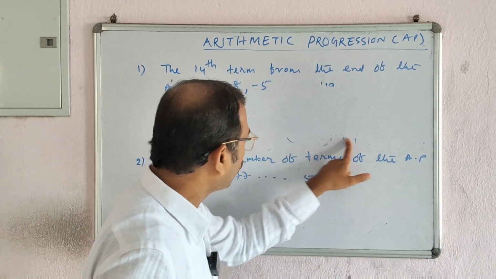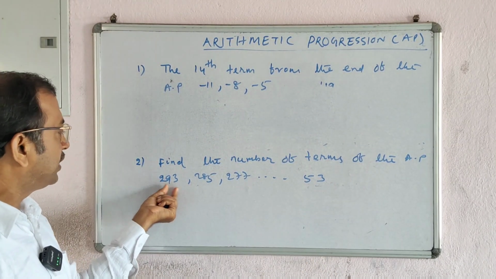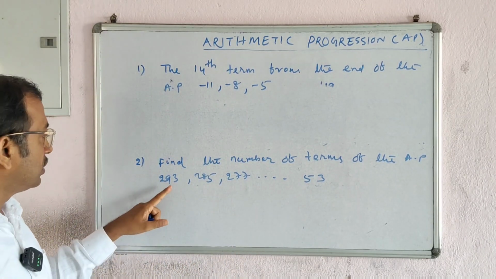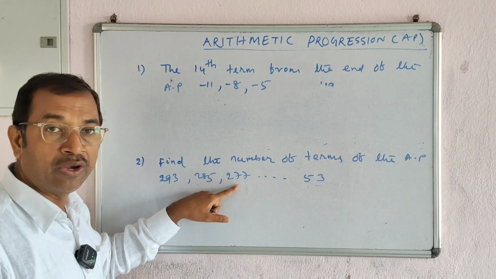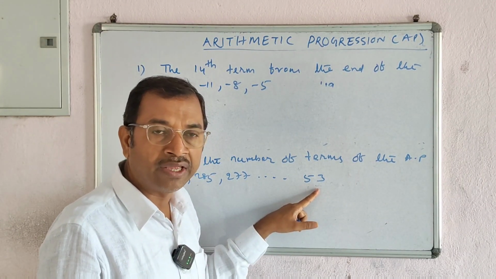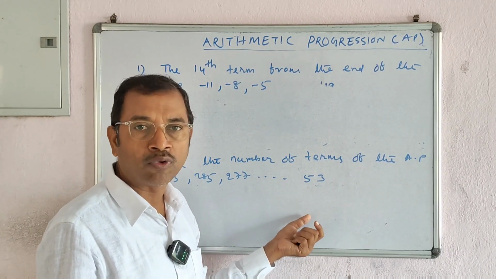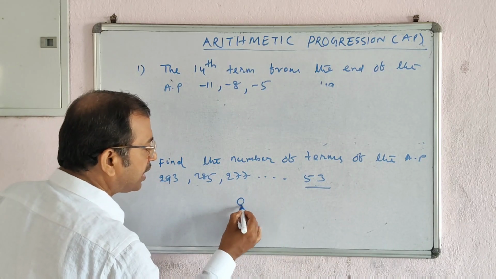सो सेकेंड नंबर, फाइंड द नंबर ऑफ टर्म्स ऑफ दिस AP, given 293, 285, 277, 53. जैसे ये फर्स्ट टर्म का वैल्यू, सेकेंड टर्म का वैल्यू, थर्ड टर्म का वैल्यू, जैसे लास्ट टर्म का वैल्यू ये होता है, तो अगर लास्ट टर्म आपको मिल जाएंगे तो टोटल टर्म आपको पता चल गया। देखो, सो दिस इज लास्ट टर्म कैसे निकलते हैं?